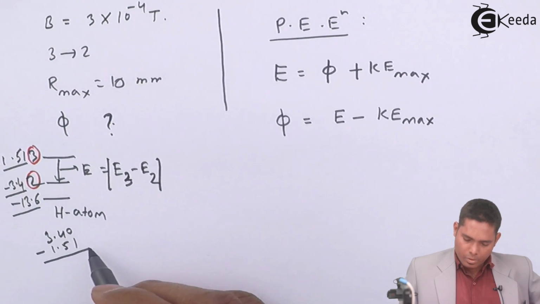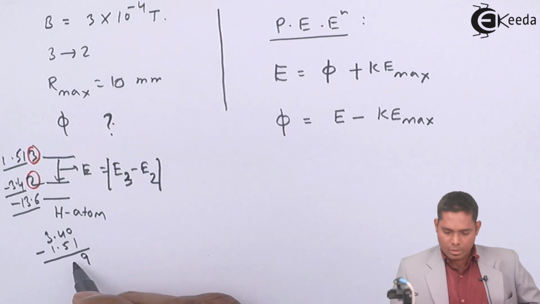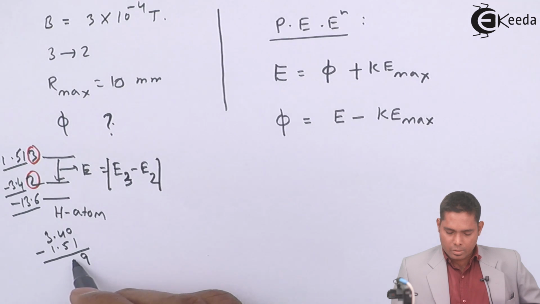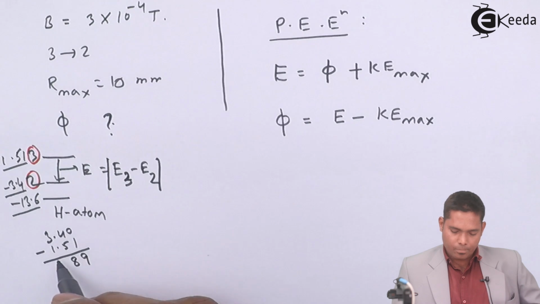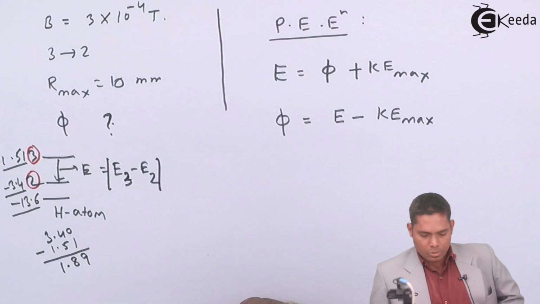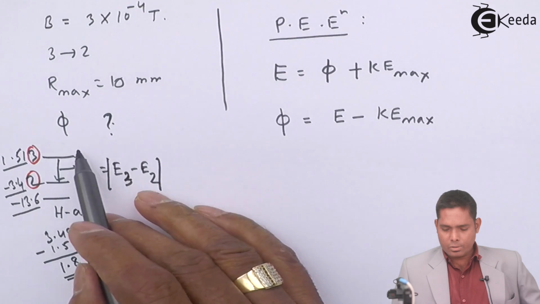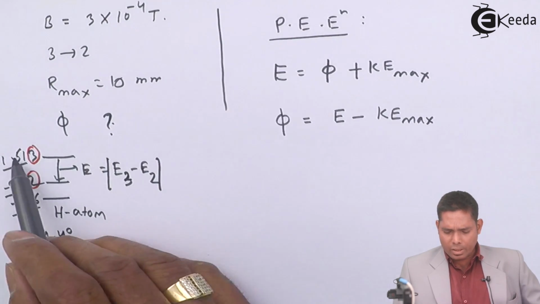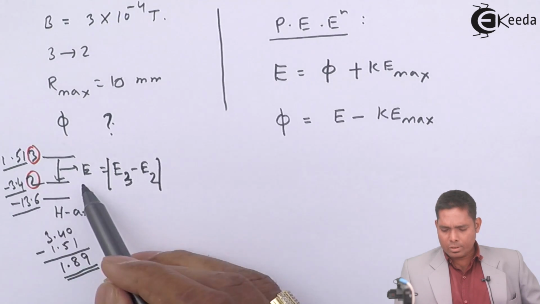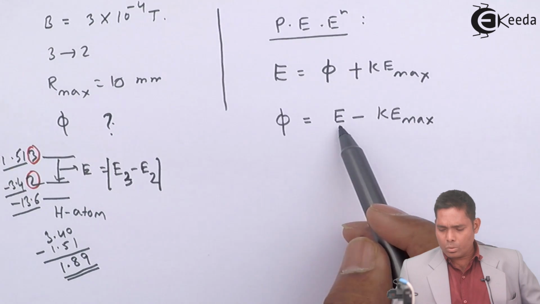So that goes to, if I take 10 here, then 9, then 13, 8, and 1 goes there, that is 1 point. So 1.89 is the amount of energy that is released from here, and these are in electron volt units. These energies are electron volts, and therefore this energy will also be in electron volt.